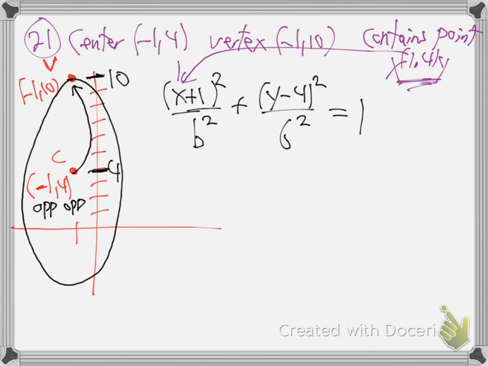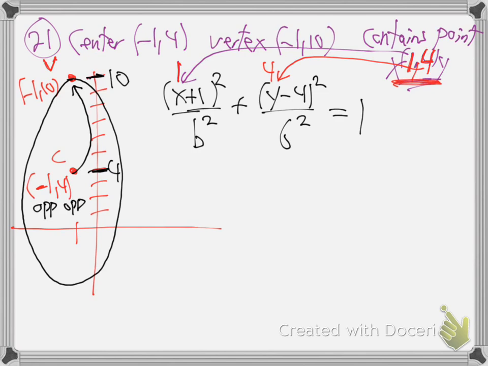Right? That making sense? X is 1, Y is 4. X is 1, Y is 4. Has to make the equation true, doesn't it? Because (1, 4) is on the graph. The graph contains the point (1, 4). Any point on a graph makes this equation true.